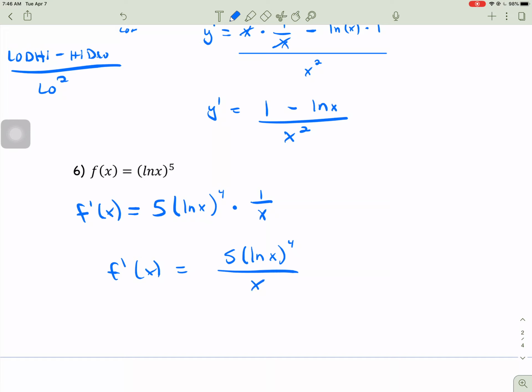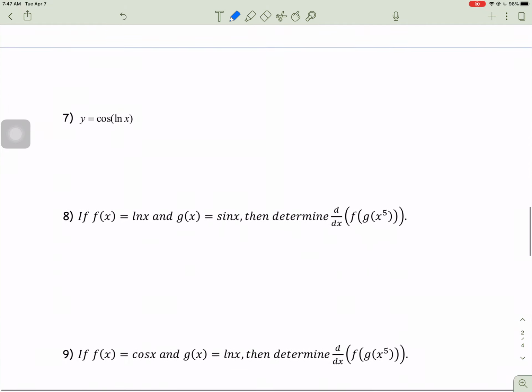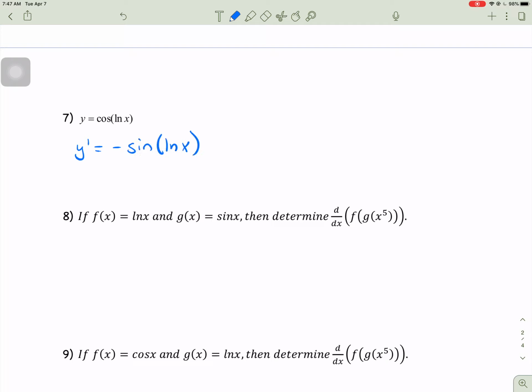All right. Let's do a couple more. Number 7, cosine ln of x. Okay, so again, inside outside was trig, right? So cosine, derivative of cosine is negative sine. So you get y prime, negative sine of ln of x, times the derivative of the inside, derivative of ln of x, 1 over x, which gives you negative sine ln x over x. Remember, because this is over 1, just multiply.